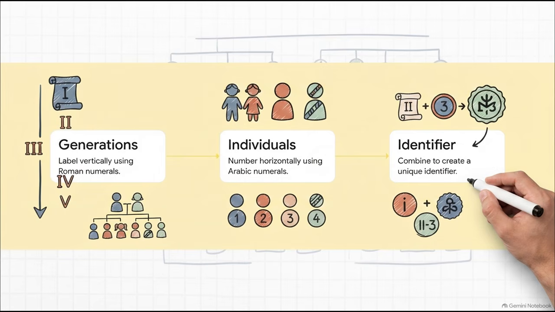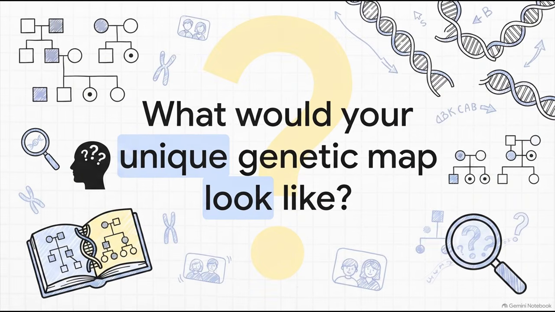Step 2, everyone in that same horizontal plane gets numbered from left to right using standard Arabic numerals, 1, 2, 3. Step 3, combine them. This creates a totally unique identifier for every single person. So if a geneticist wants to point out the oldest daughter born to parents in the 2nd generation, they literally just say, look at individual I31. Instantly, everyone is looking at the exact same shape on a chart of hundreds. It's incredibly efficient.